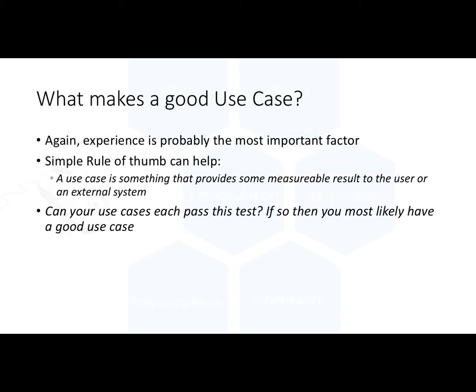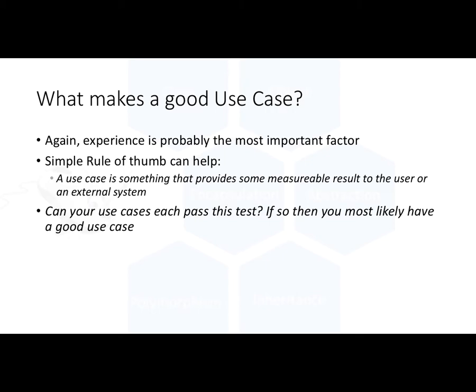So what makes a good use case? Again, experience is probably the most important factor. You have to practice. Think about systems that you know and just practice the use case models for them. A simple rule of thumb can help. A use case is something that provides some measurable result to the user or an external system.